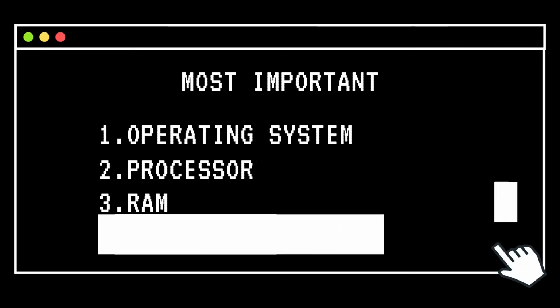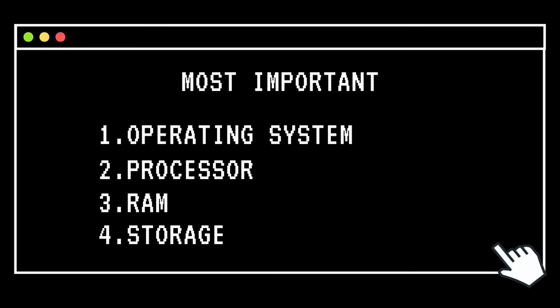The 4 most important things that you should be looking for when choosing a laptop are: 1, the operating system; 2, the processor; 3, RAM, being random access memory; and 4, storage or the hard drive. And of course, I'll be breaking down these things for you.